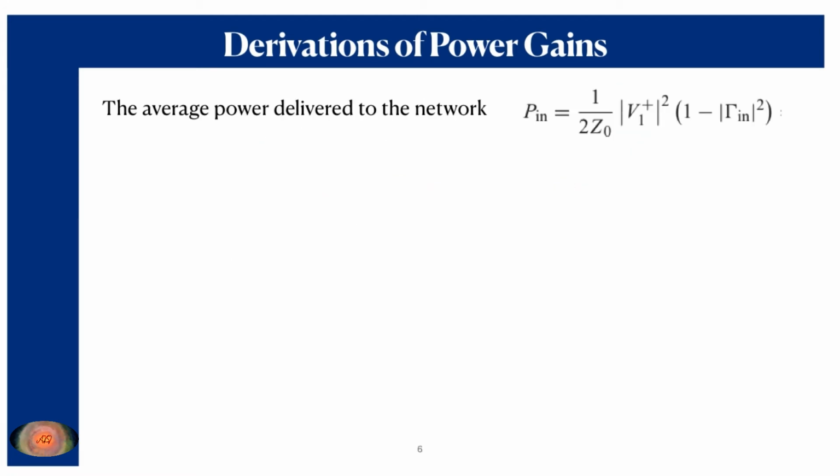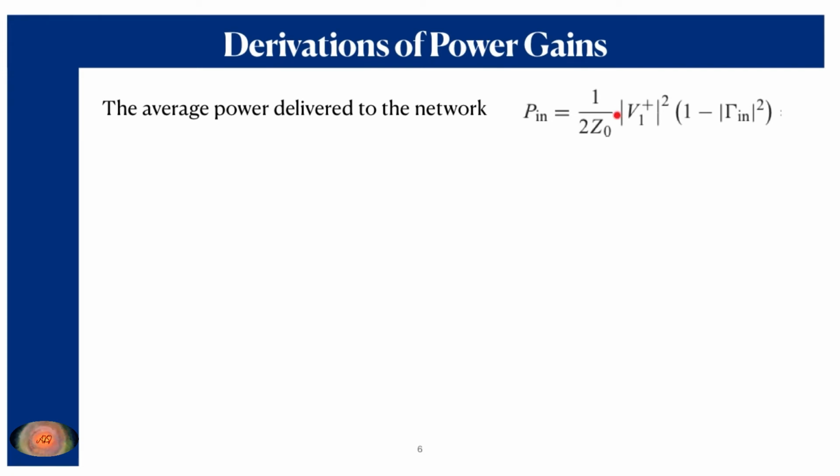Now that I have all the necessary parameters to define the power gains, the first one that I am going to consider is the input power delivered to the network, which is called P in. From this expression, you can see that if this input reflection coefficient, that means this gamma in, which is caused due to mismatch in the input impedance, is 0, then the expression for the input power, or the average power delivered to the network, will be reduced down to this magnitude of V1 plus squared divided by 2Z0.